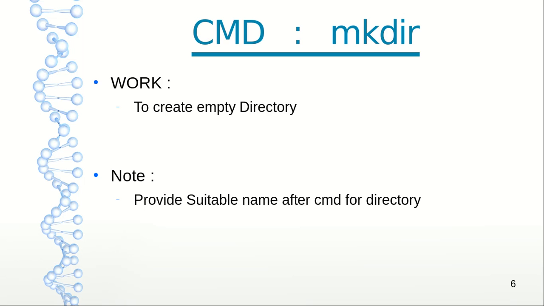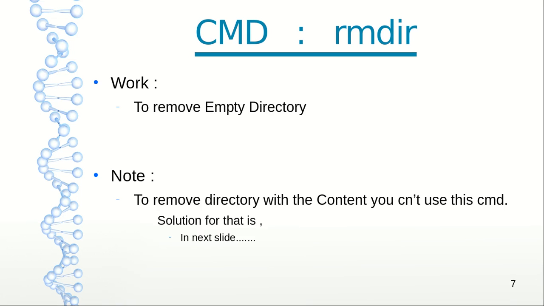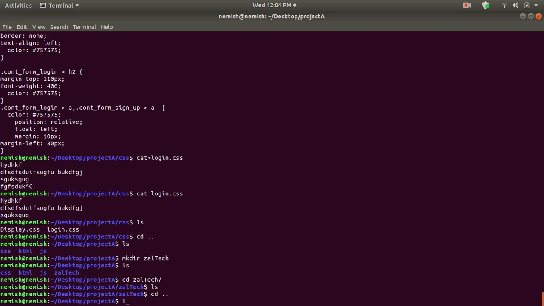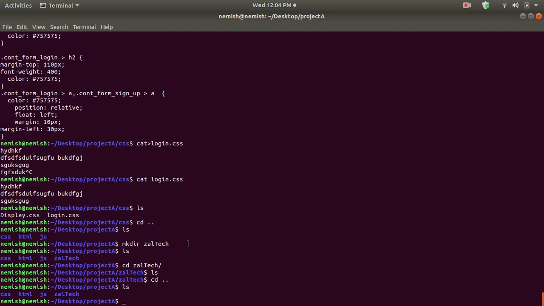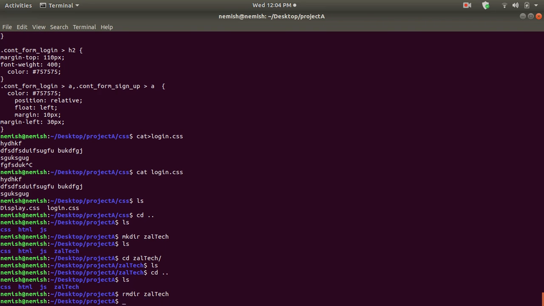Now let's move forward. We have one important command, which is rmdir, known as remove directory. As you see, we have created one empty directory, which is Zaltech. What if you want to remove this directory? You just have to provide rmdir and the name of that directory. Let me give a demo. rmdir, I want to remove this Zaltech, and press enter.